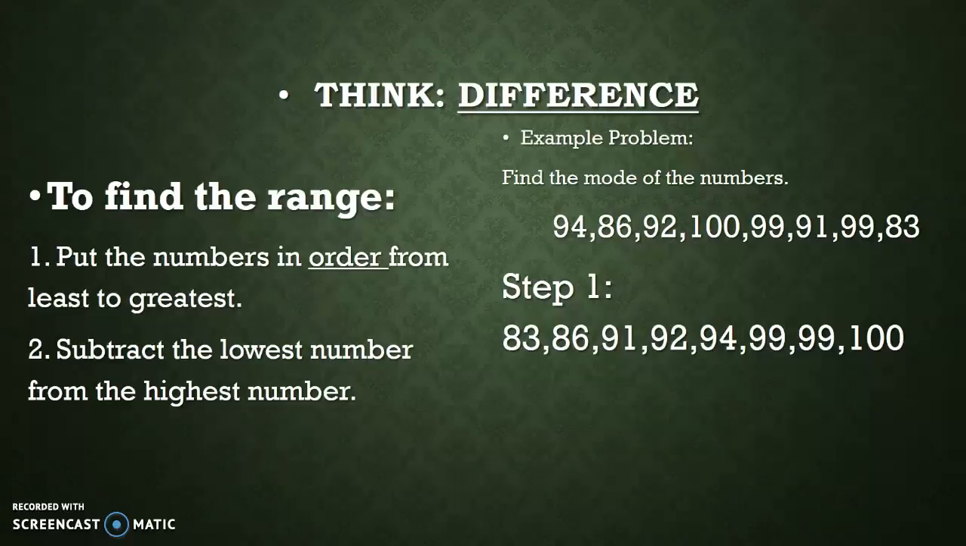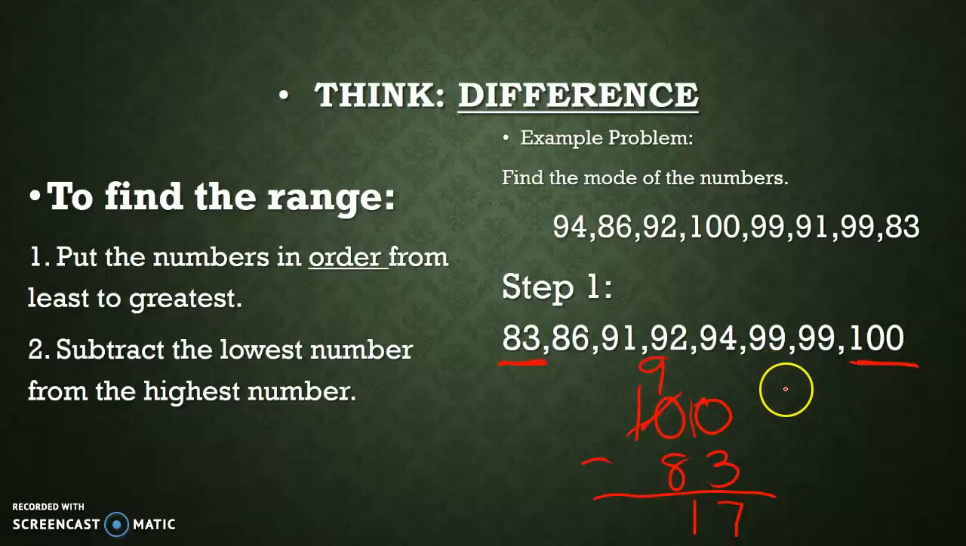Alright, our second step is to find the biggest number and the smallest number, and we subtract them. 100 minus 83. Okay, so we're going to steal from here. That's going to make this 9. This one's going to be 10. 10 minus 3 is 7. 9 minus 8 is 1. So our range is 17. That means that our biggest number and our lowest number have a difference or range of 17.